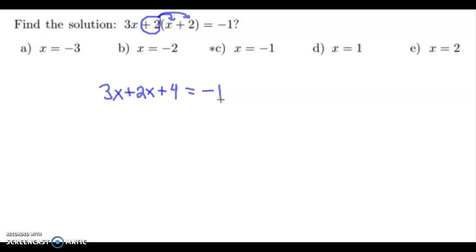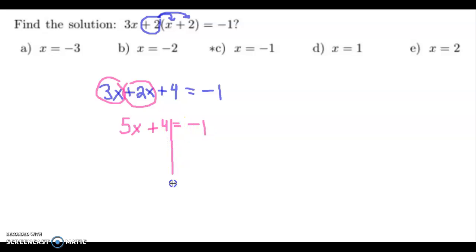Okay, now what I need to do is look at only the left side. And I'm noticing that I have like terms. I have a 3x here, and I have a positive 2x here. Because they're on the same side of the equal sign, I can go ahead and combine those together. So 3x's plus 2 more x's is a total of 5x's. So now I just bring down the positive 4, and that equals -1.